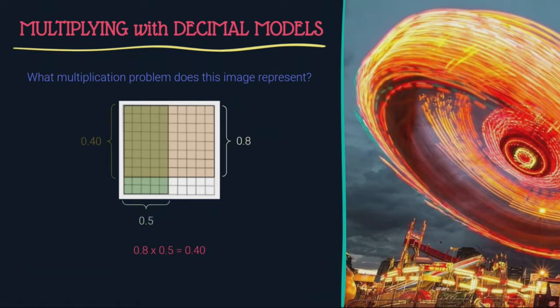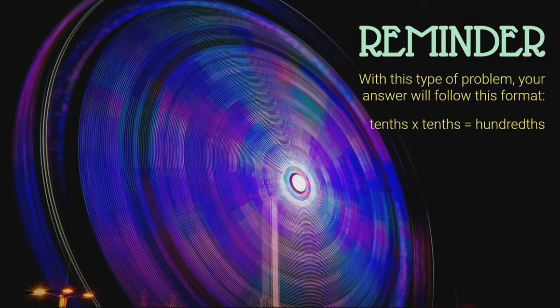So let's put this all together. We have 8/10 shaded as the rows, we have 5/10 shaded as columns, and we have 40 hundredths shaded as these squares in the corner. So if we wrote that as a sentence, what multiplication problem does this image represent? 8/10 times 5/10 equals 40 hundredths. Reminder, with this type of problem, your answer will follow this format: tenths times tenths equals hundredths.